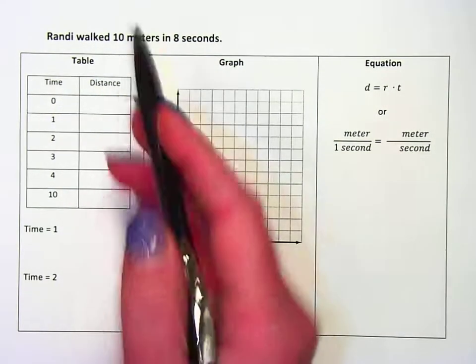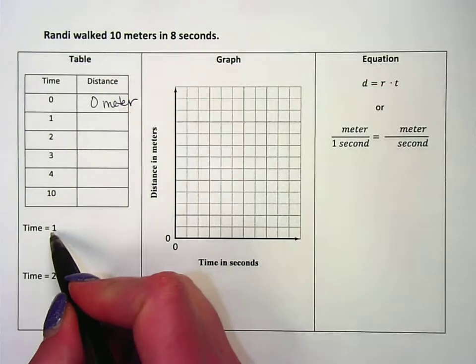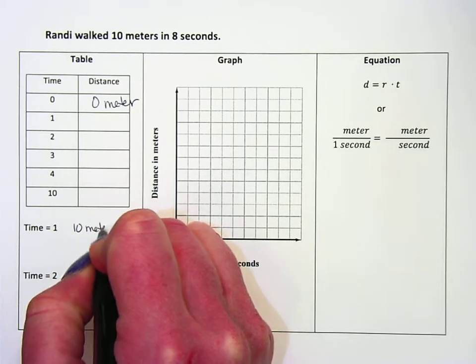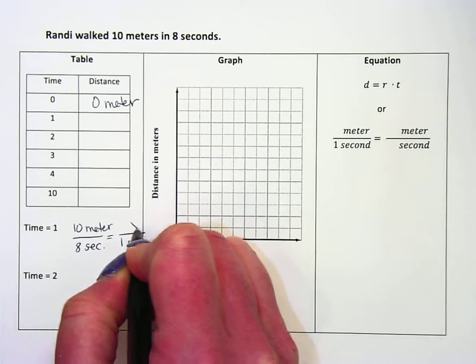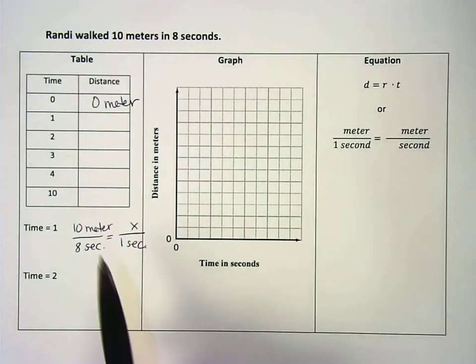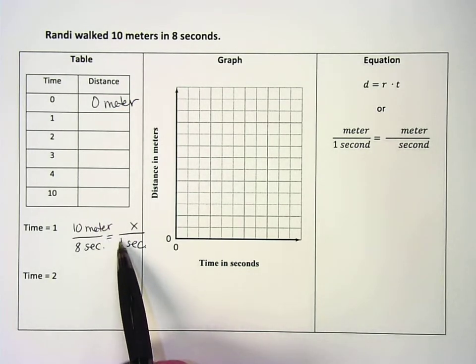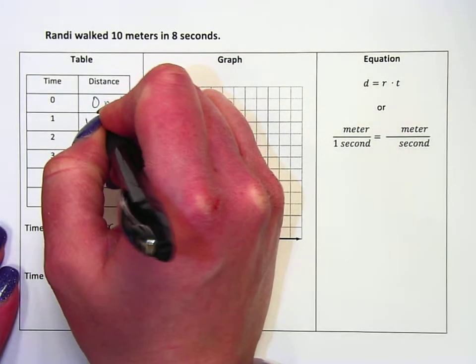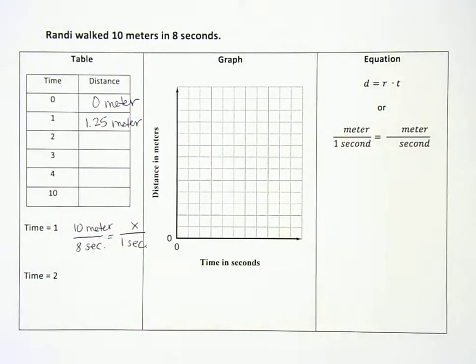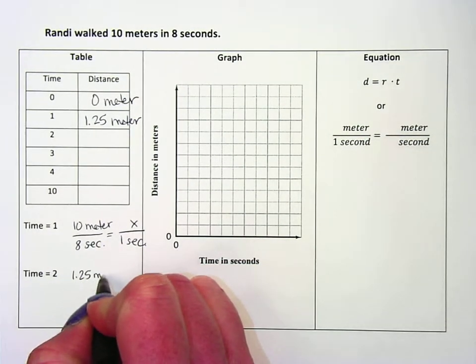So at 0, she's gone 0 meters. Okay. After 1 second, well, if she's gone 10 meters in 8 seconds, if it's 1 second, with my calculator, building off of last unit, we're going to do 10 times 1 divided by 8. She's gone 10 meters divided by 8 seconds, and we find that our unit rate would be 1.25 meters per second. Okay, so that's our idea. She's going 1.25 meters per second.